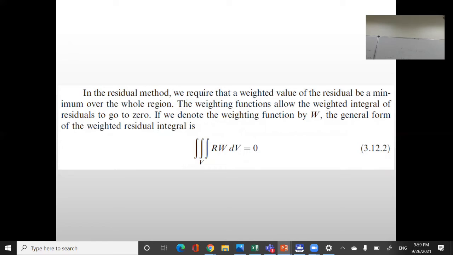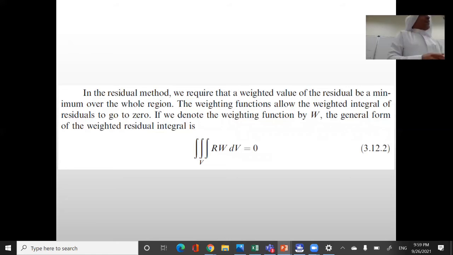The weighting function. So this is the secret. The secret here, how do you make the solution satisfy the differential equation, is to multiply it by a weighting function. And now when you integrate over the volume, it's not going to be a minimum, it's going to be identically 0. So how do we do that?